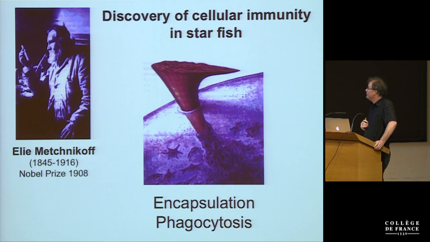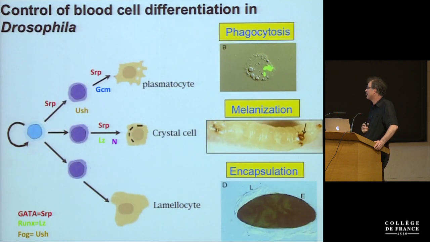Now I will move to cellular immunity. Before moving to cellular immunity, I'd like to remind you that one of the protagonists of cellular immunity did his work on the starfish. He was not the first to analyze phagocytosis, but he was one of the first to realize its importance, and this also highlights the importance of invertebrate models. So what do we know about cellular immunity in Drosophila?